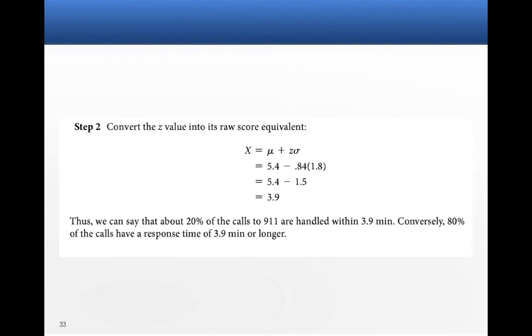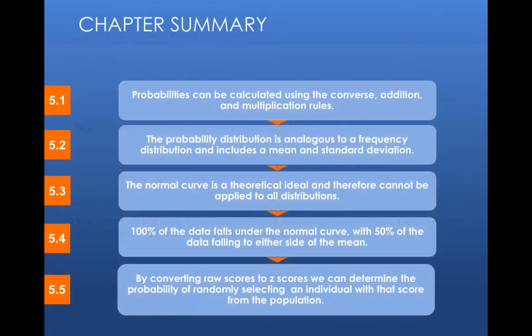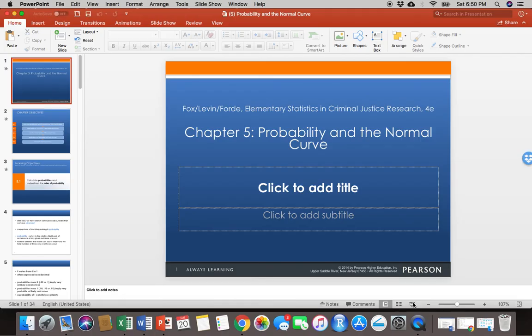We're then going to convert that back into a raw score. So this is just like plugging it into the formula and solving for the raw score, solving for X. So we're going to put in our mu, which is 5.4, minus Z times our sigma, and we're going to find 3.9. So about 20% of calls to 911 are handled within 3.9 minutes. 80% of those calls take more than 3.9 minutes. Hopefully that makes sense.